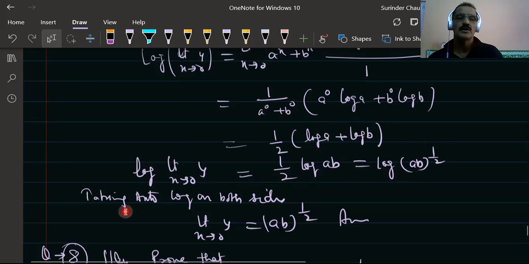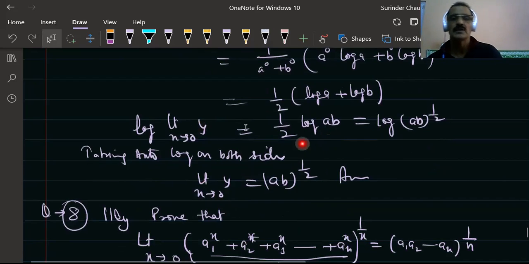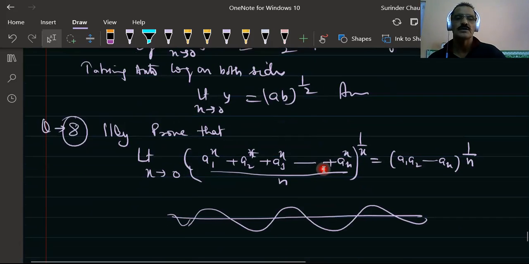Now, taking log on both sides, compare them. Because logs are on both sides, we are not supposed to convert into exponential form. Take the log on both sides. So the limit as x approaches 0 of y is equal to the square root of ab. Now similarly, you can solve this problem. Thank you very much.